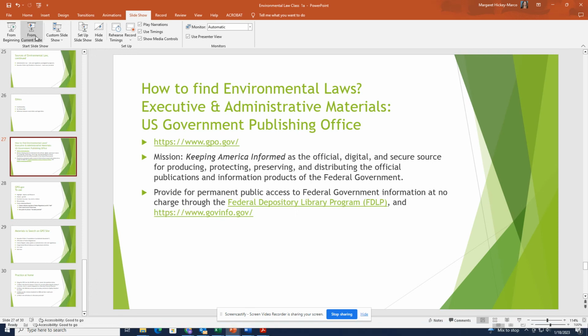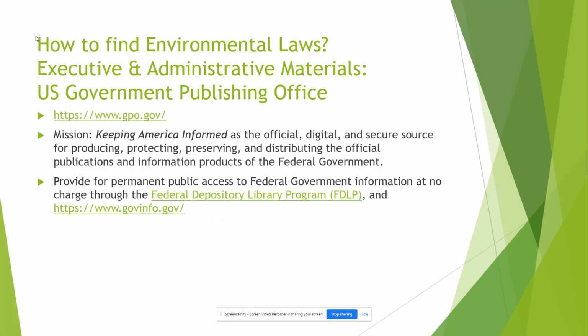Okay, so our last little section is on how to find executive orders and administrative materials. And I think the best place to go for this is the GPO website, the Federal Government Publishing Office. Their mission is to keep America informed. They are the official publisher of all governmental documents.